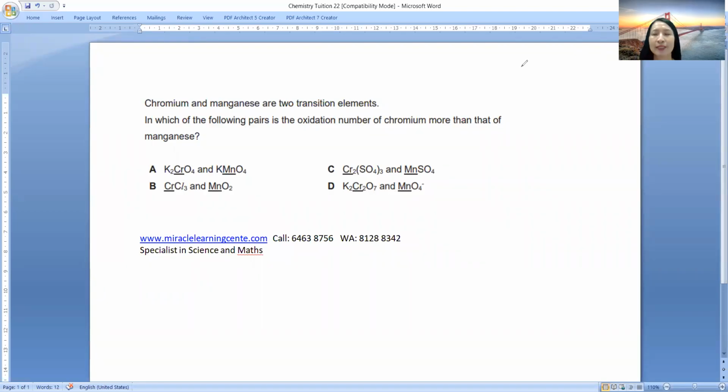I'm Mrs. Liu. Let us look at this chemistry question. Chromium and manganese are two transition metals. In which of the following pairs is the oxidation state of chromium more than that of manganese? Okay, look at this one.